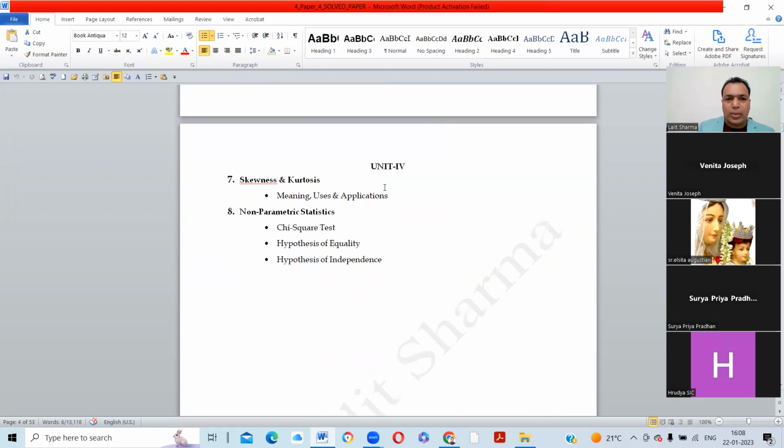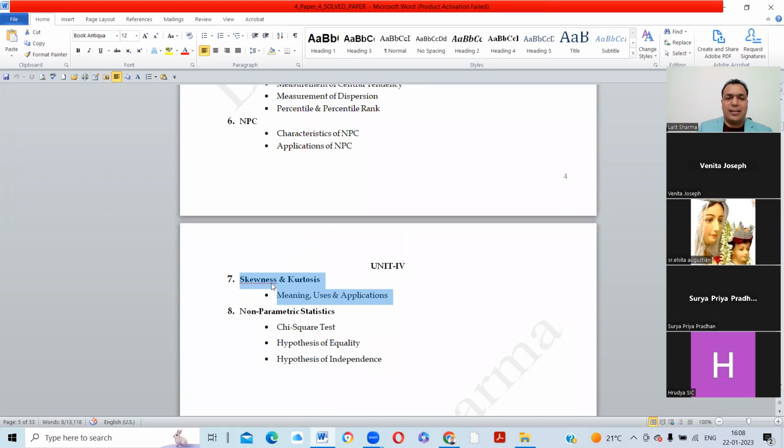Now we talk about Unit 4. Under Unit 4, it is about skewness and kurtosis, right, guys? Skewness and kurtosis are also very simple. Today I will discuss it, and after my lecture I will give you the notes. You can learn by yourself, right, guys?